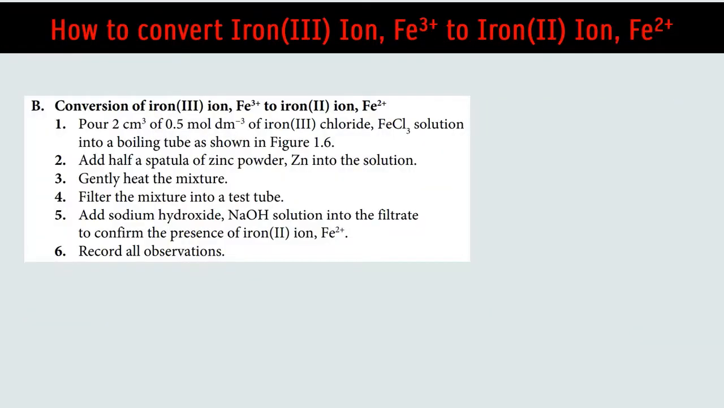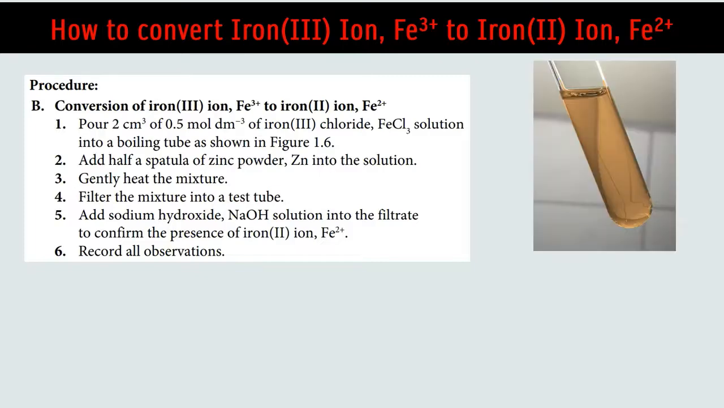Now, we will see the experiment on how to convert iron 3 ion to iron 2 ion. In this experiment, we need to pour 2 cm³ of 0.5 mole per decimeter cube of iron 3 chloride solution, which contains the iron 3 ions, into a boiling tube as shown in figure 1.6. As you can see, the color of this iron 3 chloride solution is brown.